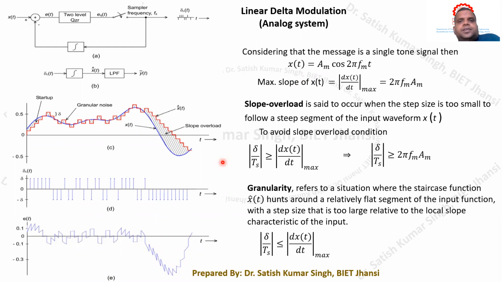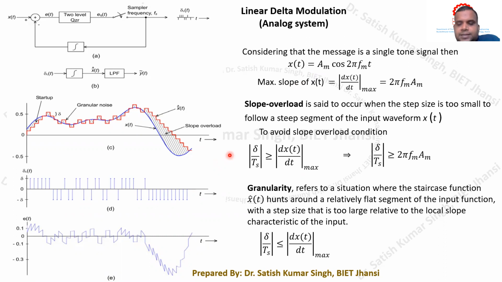So in the last lecture, we have seen delta modulation. In delta modulation, we have seen the basic steps that we need to produce a delta modulated output. And we have already seen the related problems, like what is slope overload and what is granular noise.